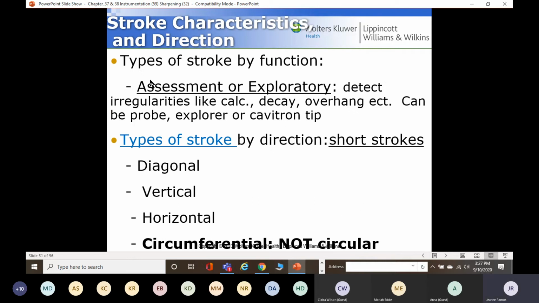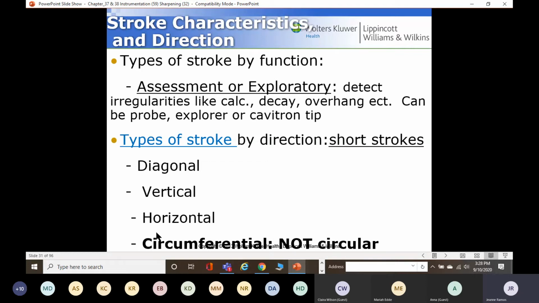So, stroke characteristics, types of stroke by function. You can have an assessment or exploratory stroke where you're just holding it light to detect irregularities like calculus, decay, overhangs. You can use a probe, explorer, or Cavitron tip. You can not turn the Cavitron on, but just use the tip, and it can kind of go down like a little explorer of sorts. Short strokes: diagonal, vertical, and horizontal.